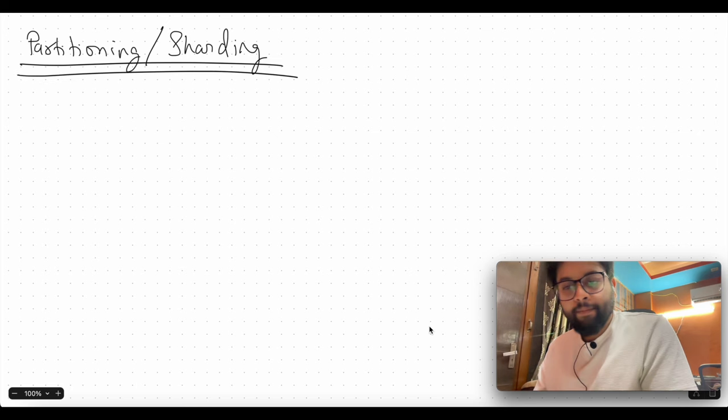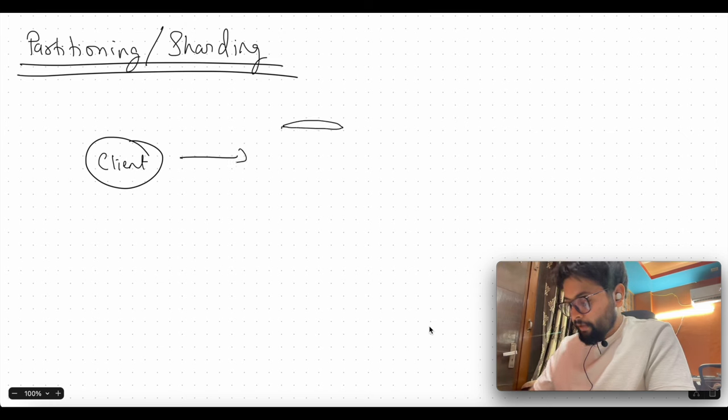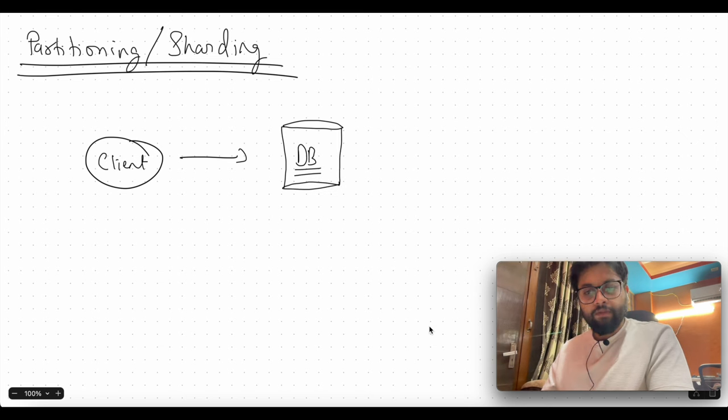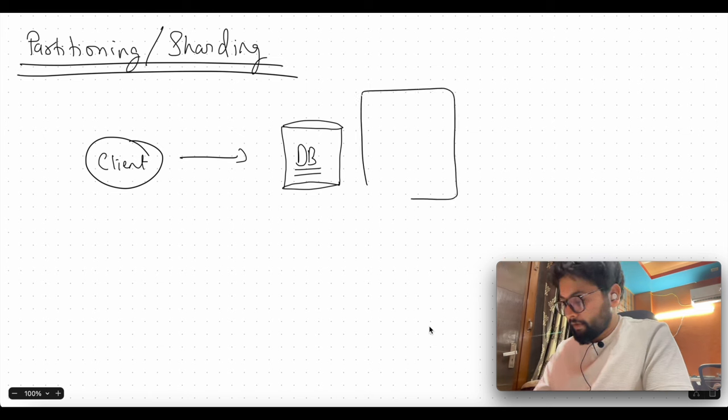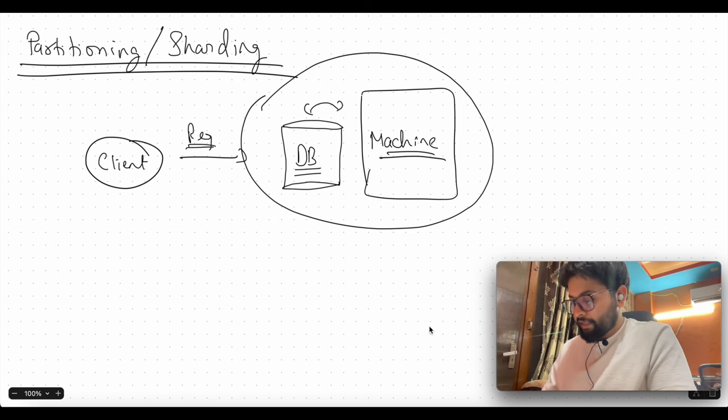So basically what happens is that you generally store your data in a particular machine or basically in a database, right? So in general, a client can store data in a database, and that's present in a machine. So we can say that it stores in a database which is present in a machine. You can consider this entire thing as a single entity, right? So clients can send the request to store the data. They can query the database to get some data as well.